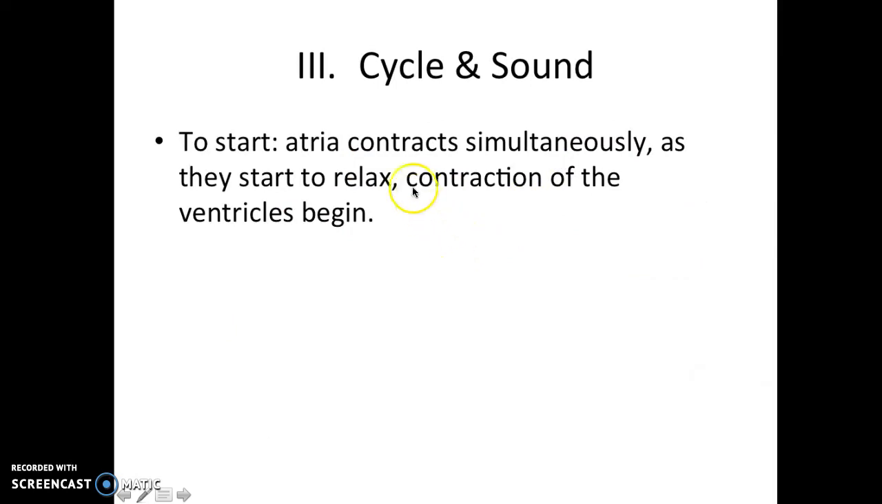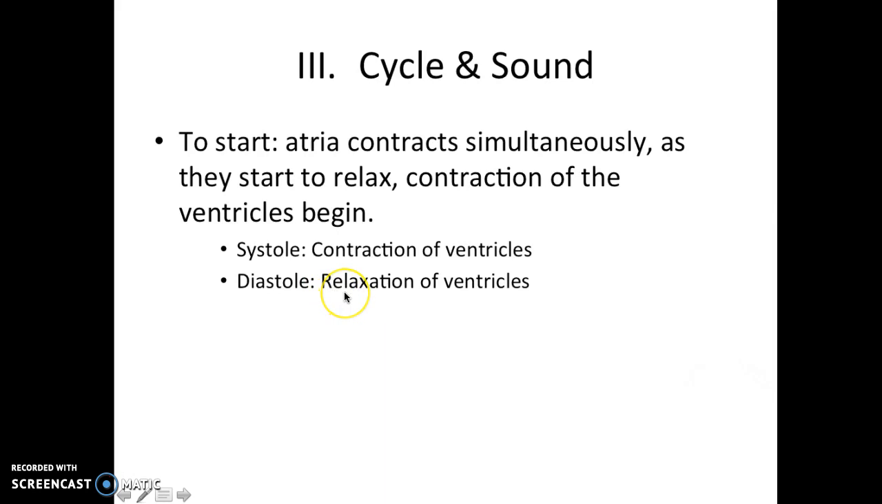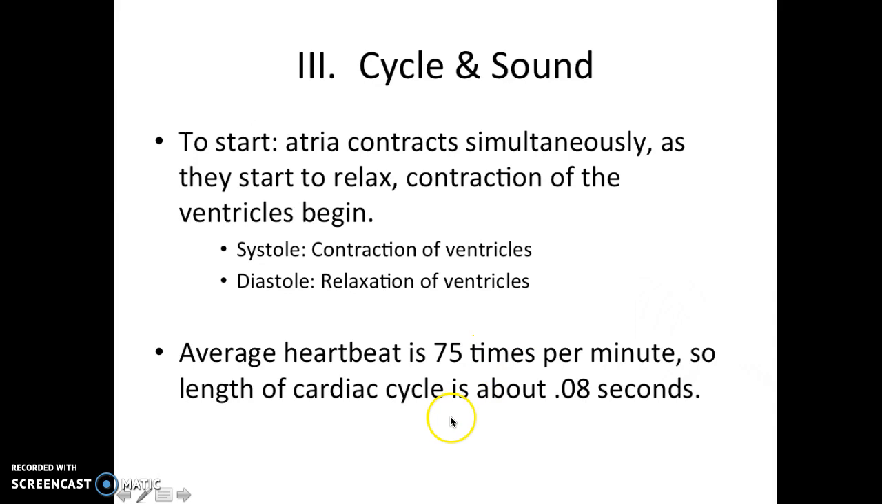Okay, so cycle and sound. So to start, the atrium contracts simultaneously. As they start to relax, contraction of the ventricles will begin. Systole means the contraction, so anytime you hear systole, that means ventricles are contracting. Diastole means relaxation of the ventricles. So when depolarization is occurring in the atrium, the ventricles aren't in systole, right? Because the atrium's contracting. When the atrium's contracting, ventricles are relaxing. You don't want them contracting really at the same time. When the ventricles are contracting, it's in systole. Average heartbeat is about 75 times per minute, so the length of each cycle is about 0.8 seconds.